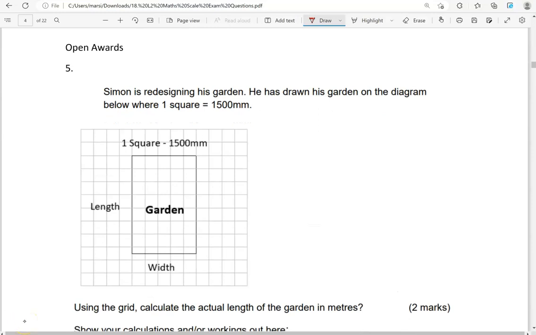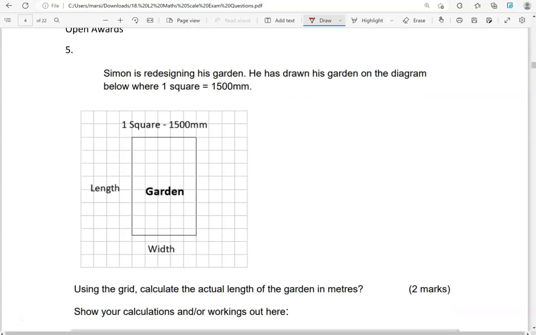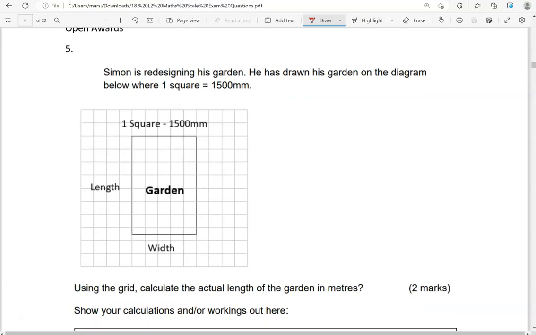Simon is redesigning his garden. He has drawn his garden on the diagram below, where 1 square is equal to 1,500 millimeters. Using the grid, calculate the actual length of the garden in meters. Show your calculations and the workings out here. So we've got to give our answer in meters. We're given that 1 square is equal to 1,500 millimeters.